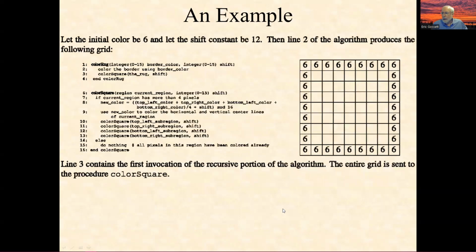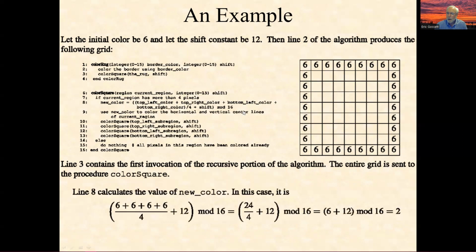Here is an extended example then to illustrate this new pseudocode. Let's assume that the initial color is 6 and the shift constant is 12 for this rug. So color rug colors in the border color 6, and then it calls color square by passing this entire rug in and the number 12. At line 7, it checks that there are more than 4 pixels. There's actually 81 pixels, so that's okay.